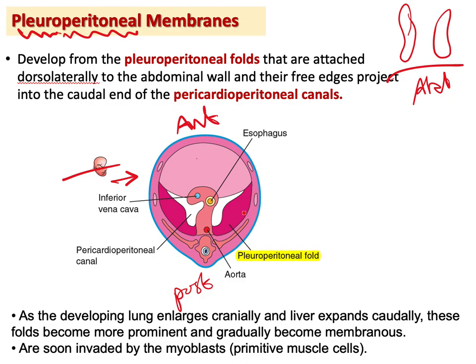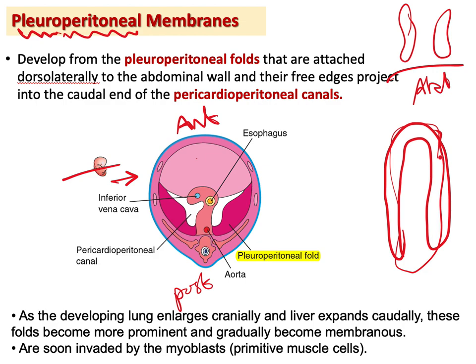dorsolateral wall of the abdominal wall, it arises from there, and I mean the pleuroperitoneal fold attaches and rises dorsolaterally, from the posterior lateral surface of the abdomen internally, you see, and grows that way, to separate the lungs from the abdomen. So it's located in the caudal end of the pericardioperitoneal canal, you remember the pericardioperitoneal canal. So developing lungs were here, and there was the pleuropericardial membrane, and here in the caudal end of the pericardioperitoneal canal is located the pleuroperitoneal membrane.